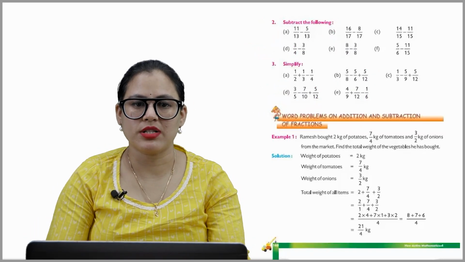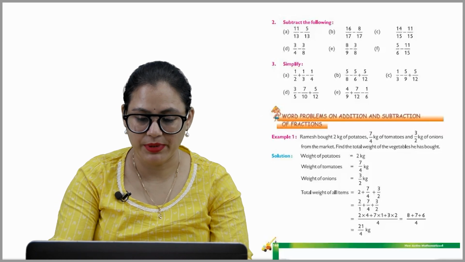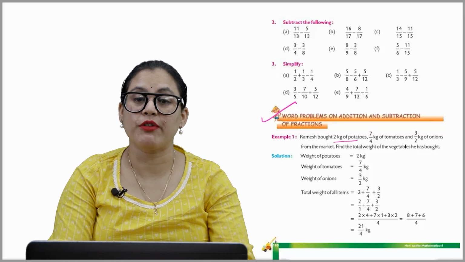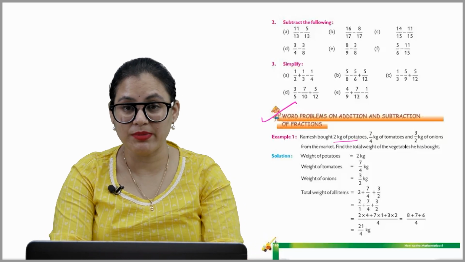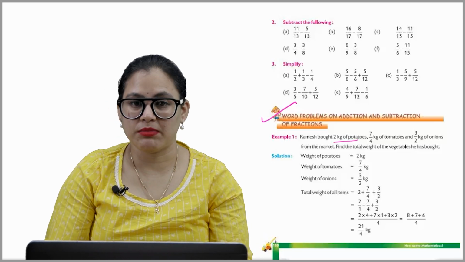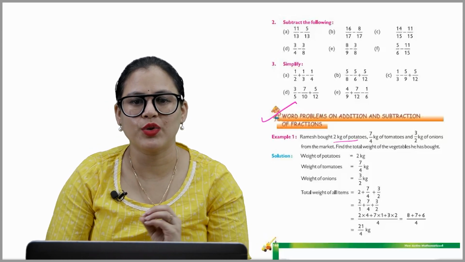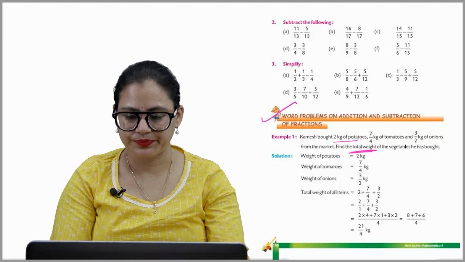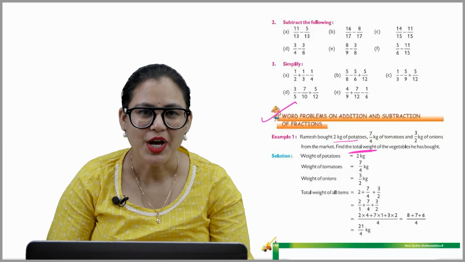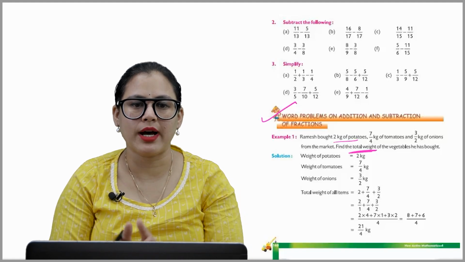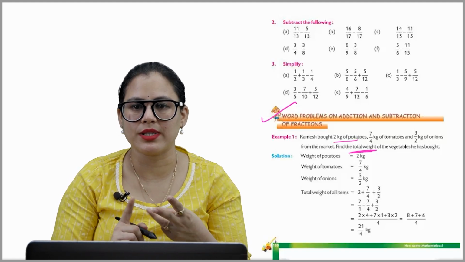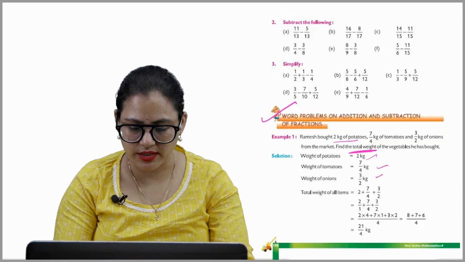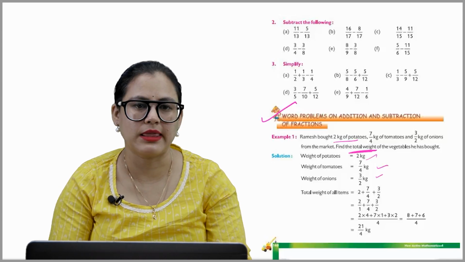Word problems on addition and subtraction of fractions. Example 1. Ramesh bought 2 kg of potatoes, 7 by 4 kilogram of tomatoes and 3 by 2 kilogram of onions from the market. Find the total weight of the vegetables he has bought. So we have to find the total weight of the vegetables which Ramesh bought from the market. So what we have to do is add the weight of potatoes, tomatoes and onions. We'll write the weight of potatoes, weight of tomatoes, weight of onion, and then we'll add them.